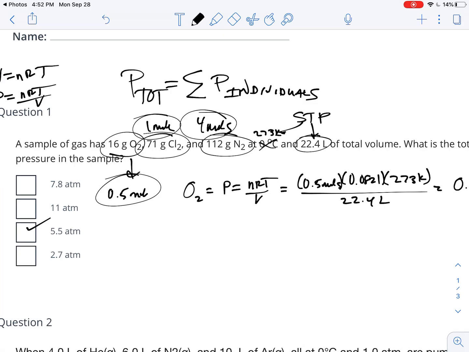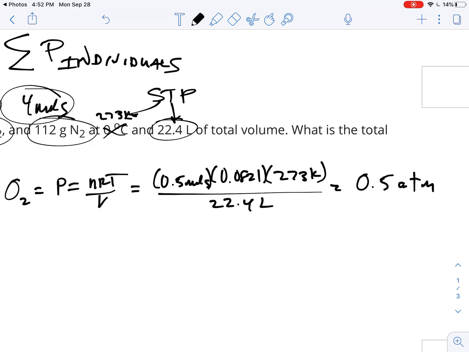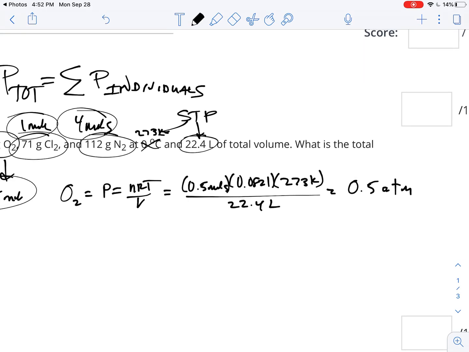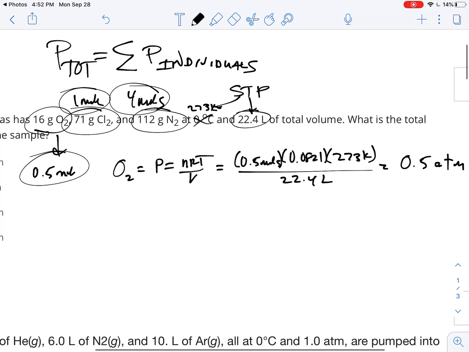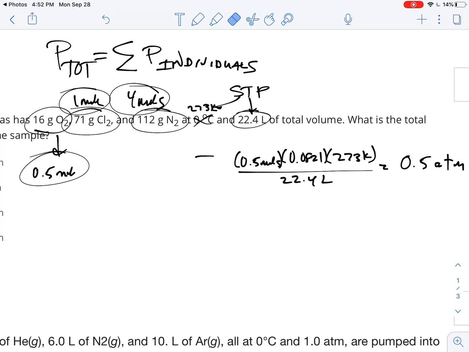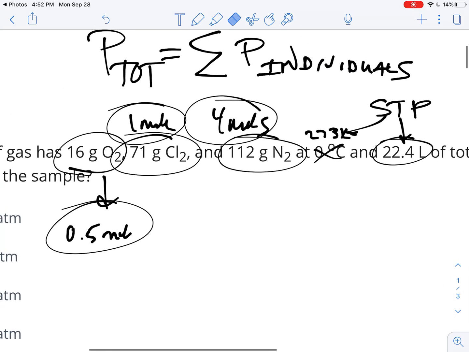If it wasn't at STP, then you would have had to go through all of that effort. But because it was at STP, you should have actually been able to figure that out just from the context clues that were given there. Or if you wanted to, you could have gone straight to everything once you figured the moles.